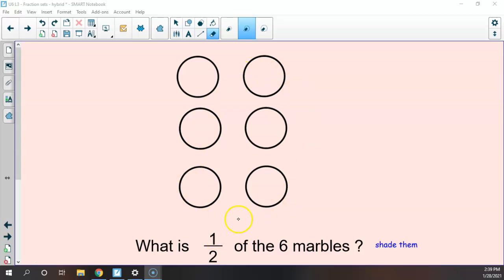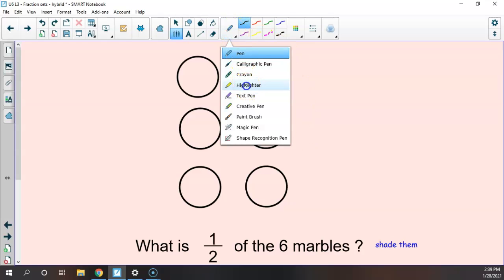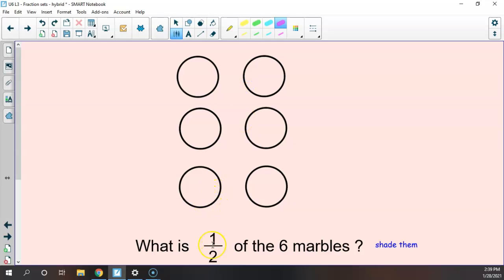All right, so now we have 6 marbles here, or 6 circles, and our job is to find out what is half of the 6 marbles. Now, some of you might already be saying, I think I know that because I know what half of 6 is. But we need to be thinking of this in terms of fractions here when they get a little bit more complicated. So what I want you to think about is this is 1 out of every 2 of the sets would be shaded. So I need to find out how many marbles are half of 6.